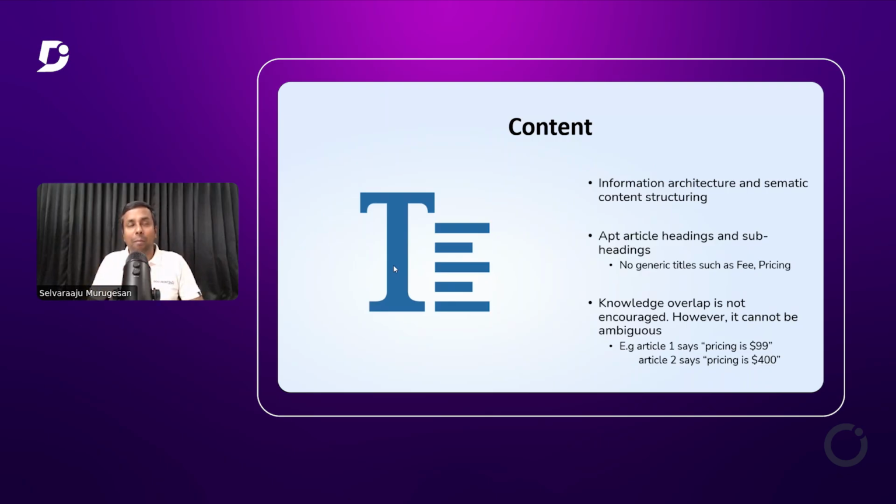Assume that, let's say, you are a multi-product company, or probably your software has different versions. Okay, you cannot have a generic title such as fee or pricing or how-to steps and stuff like that. Maybe you have to say a fee for this product or pricing for this software version. The moment you add that, it actually adds context.